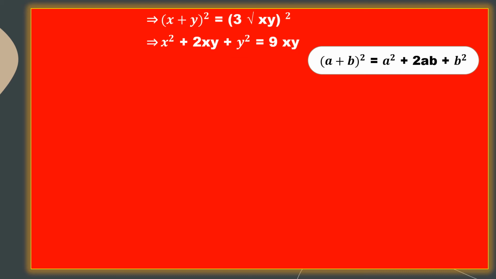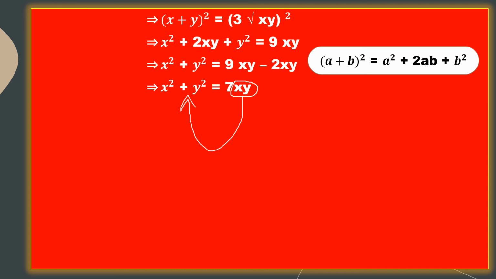Now what we have to do, we don't want this one here, so plus 2xy will be sent there, so it will become minus 2xy. As it is adding here, when it is sent there, it will become minus. So x square plus y square equal to 7xy. Now whatever this xy is there, you should send to the other side. Here it is multiplying; when it is sent there, it becomes division. So x square plus y square by xy.